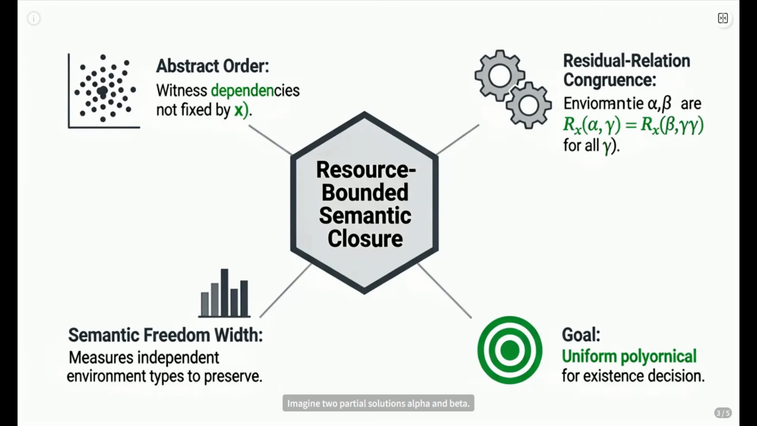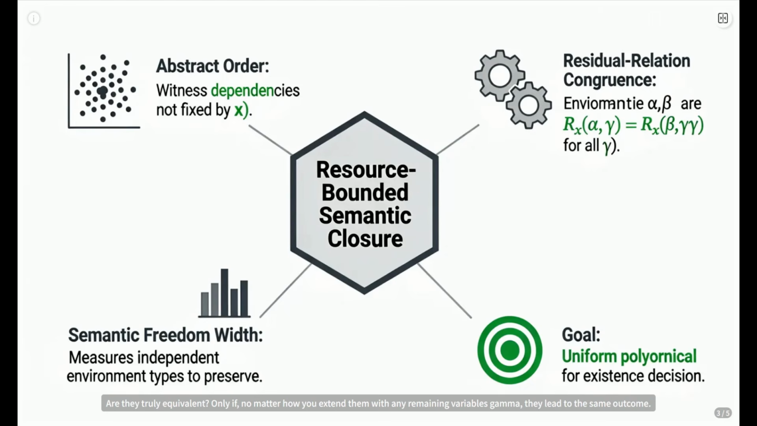Imagine two partial solutions alpha and beta. Are they truly equivalent? Only if, no matter how you extend them with any remaining variables gamma, they lead to the same outcome. If they ever diverge, you can't just lump them together.